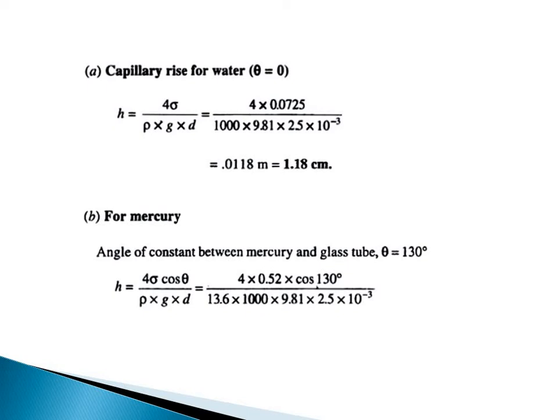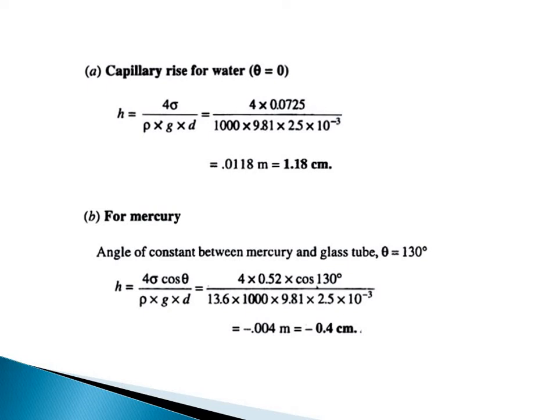So 4 into 0.52 into cos of 130 divided by 13.6 into 1000 into 9.81 into 2.5 into 10 to the power minus 3. Now here, how does 1000 come? 13.6 into 1000, because we have calculated the density of mercury, and density of mercury is nothing but specific gravity into density of standard fluid water as 1000. Okay, so it is equals to minus 0.004 meter.